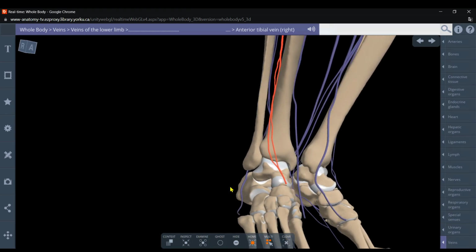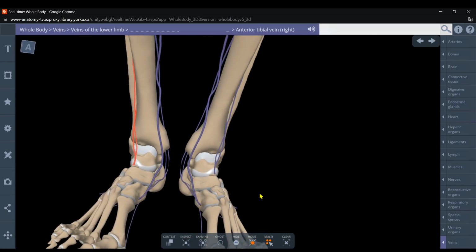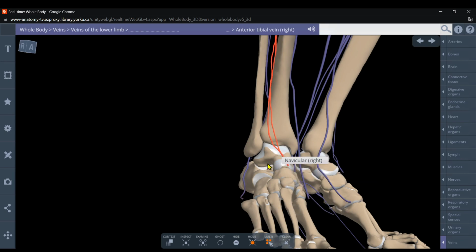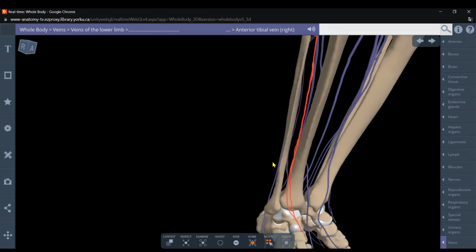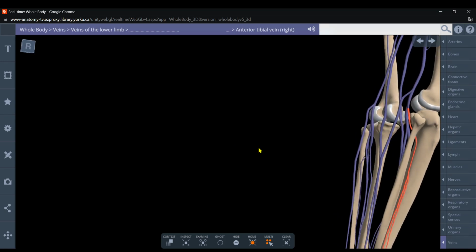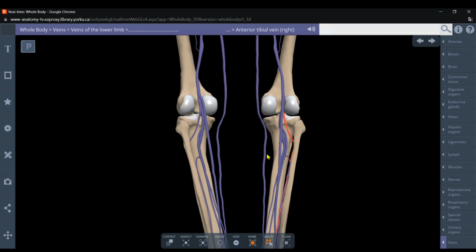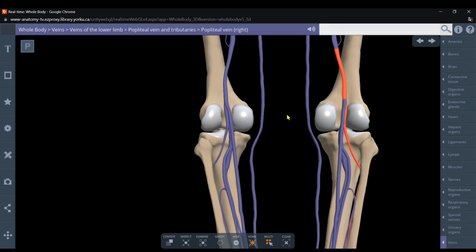The anterior tibial vein is going to drain a small amount of dorsal venous blood on the foot, so over here, and it's going to run all the way up the tibia. It's going to go posteriorly, okay, and then it's going to drain into the popliteal vein, right? It's going to drain into the popliteal vein directly, all right?